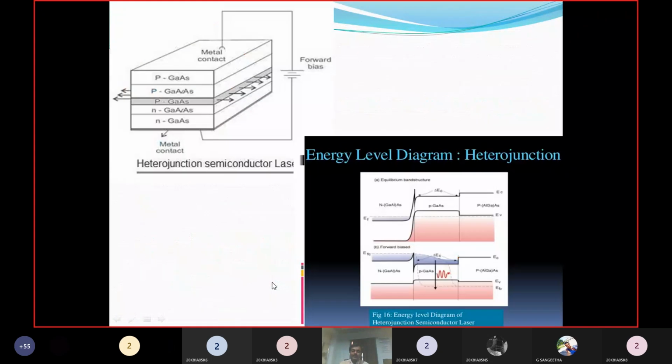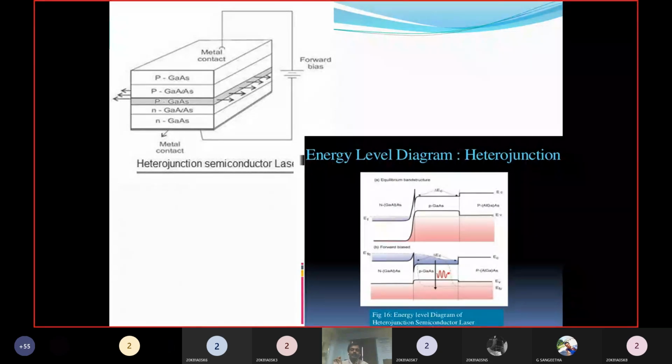That's why in the case of the heterojunction laser, the refractive index is different. Because of the different refractive index, the laser does not enter from one part of the material into another part. So the laser is contained only in the active medium. That is the main use of the heterojunction laser, and that's why there is no loss of laser.